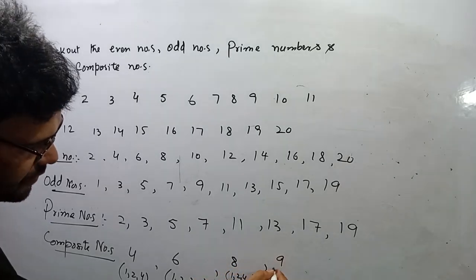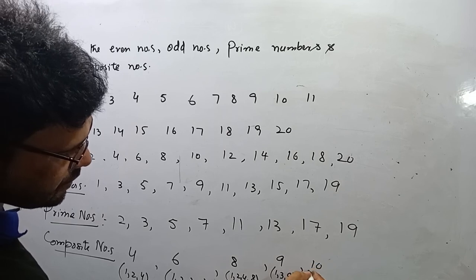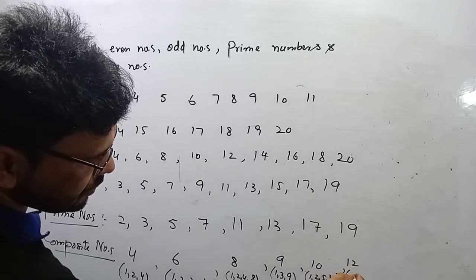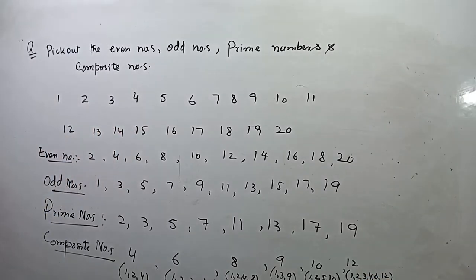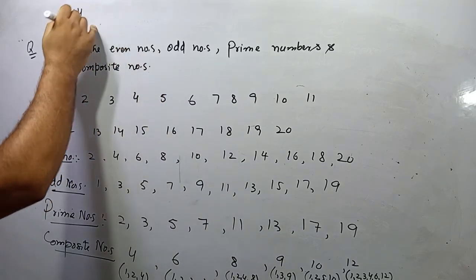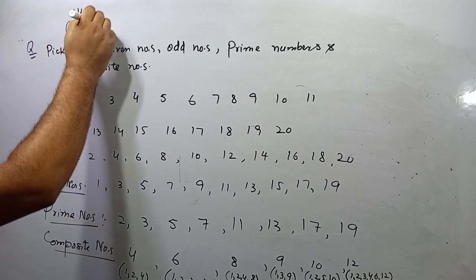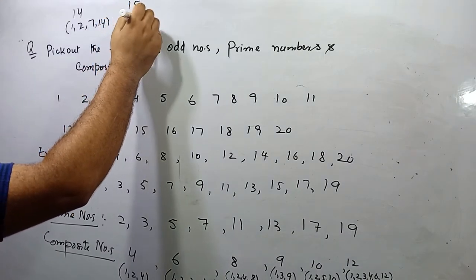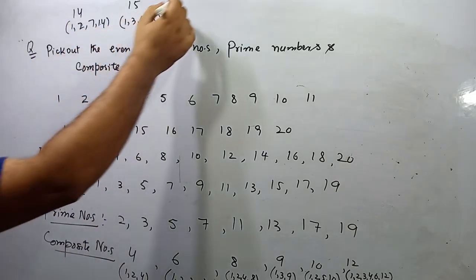Now next is 9. 1, 3 and 9. Next is 10. 1, 2, 5, 10. And next is 12. 1, 2, 3, 4, 6, 12. And next is 14. How many factors are there? 1, 2, 7, 14. Next is 15. How many factors? 1, 3, 5, 15. These are the factors.